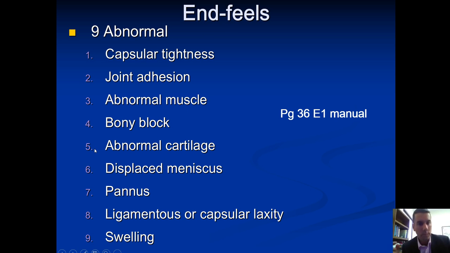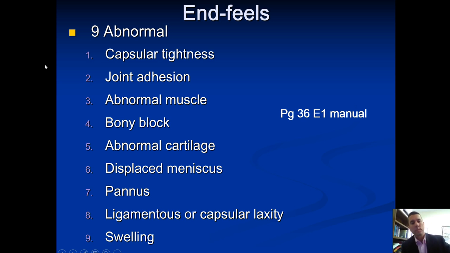And then your abnormals, there are 9 of them. Capsular tightness is when the whole capsule gets bound down or tight. So think of the capsule as like a sort of loose ligamentous type of bag around the joint. And that bag or that capsule can get like shrink wrapped down around the whole entire joint. It gets really tight. You lose motion in all directions. The end feel that you would expect in that case is a capsular tightness end feel. It's a very firm end feel.